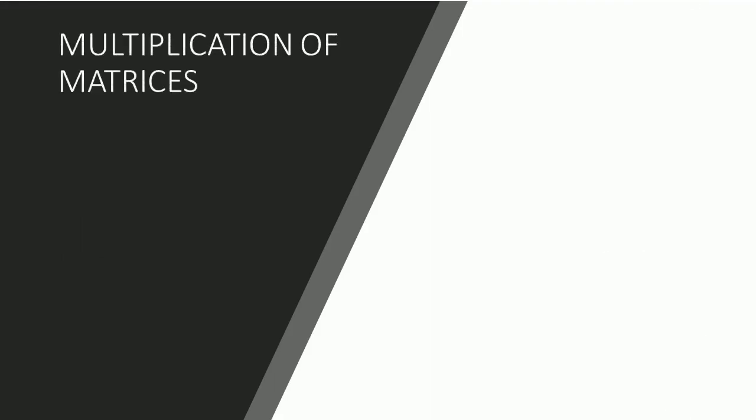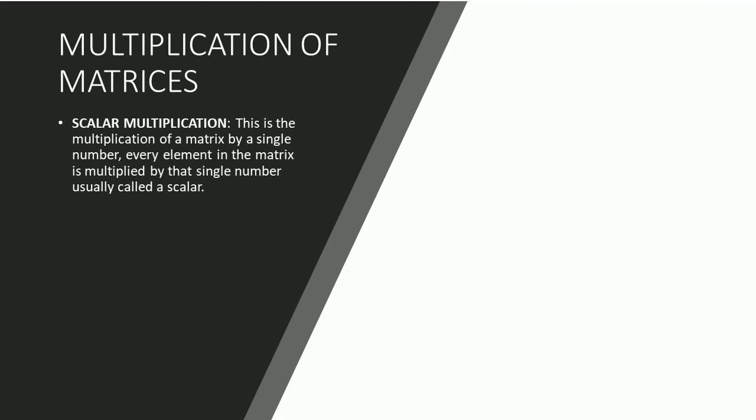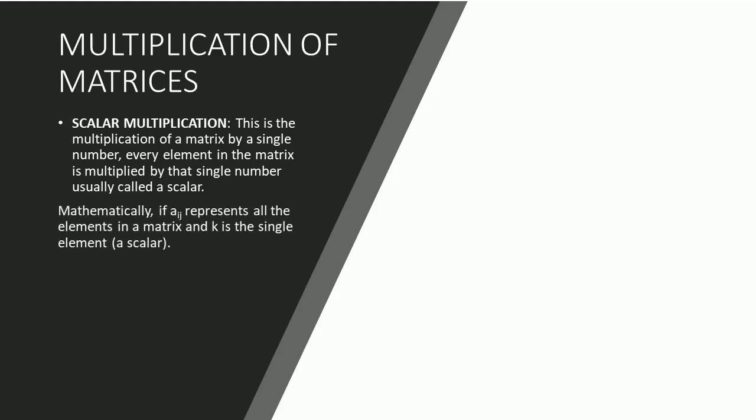Let us look at multiplication of matrices. When we talk about multiplication of matrices, we have two types. We have the scalar multiplication and the multiplication of two matrices. Now, what is scalar multiplication? This is the multiplication of a matrix by a single number. Every element in the matrix is multiplied by that single number, usually called a scalar.